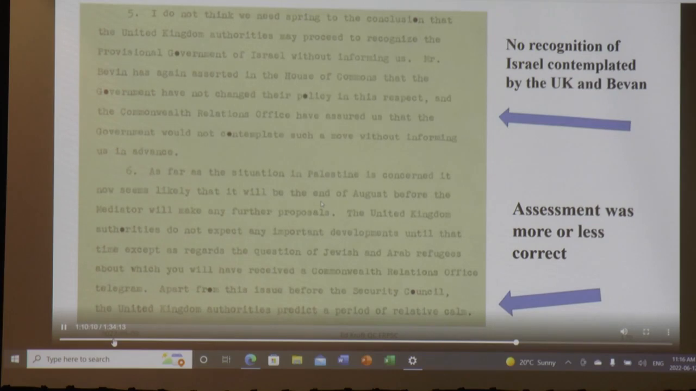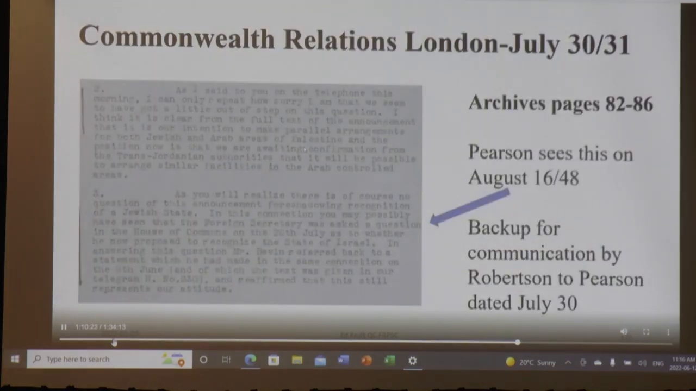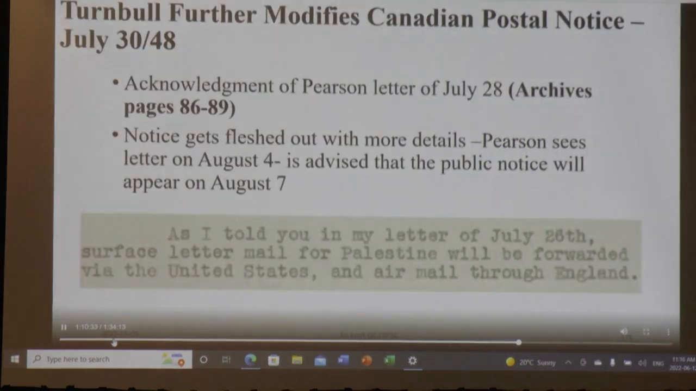So he said, and by the way, not much is really going to happen for the next few months anyway, because there's conflict between Arabs and Jews, the mediators are in there, and we think there's going to be a period of relative calm. Well, then the Commonwealth Relations Department in London writes to Pearson and to Riddell and tells them the same things.